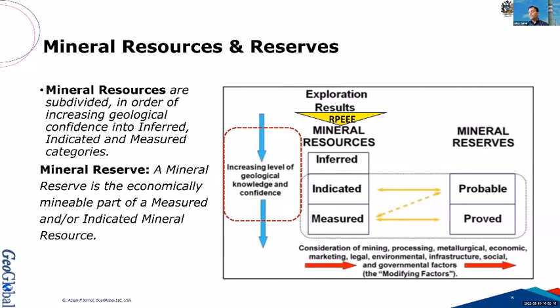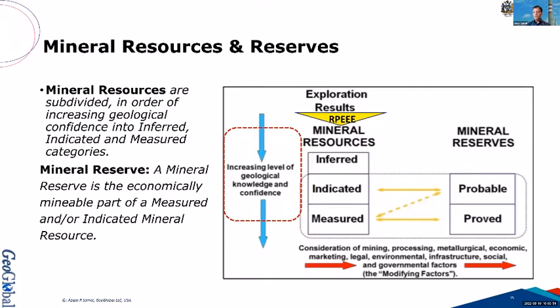That kind of works like a filter. If you have exploration results and you want to go to resources, make sure that the material we have in the ground, the mineralized material, part of that meets the requirements of the RPEEE, reasonable prospects for eventual economic extraction. That means sometimes in the future it can be mined in a reasonable way with reasonable assumptions. Those are candidates for becoming resources.